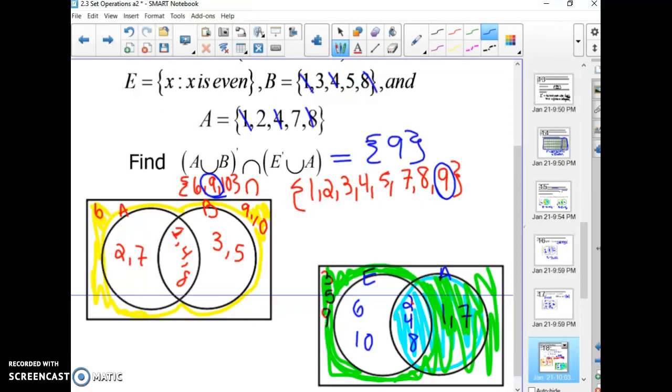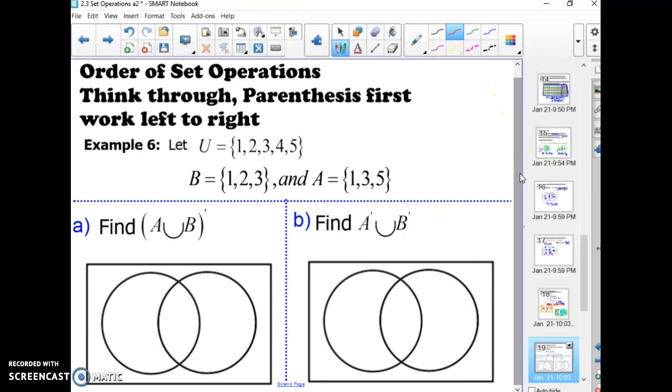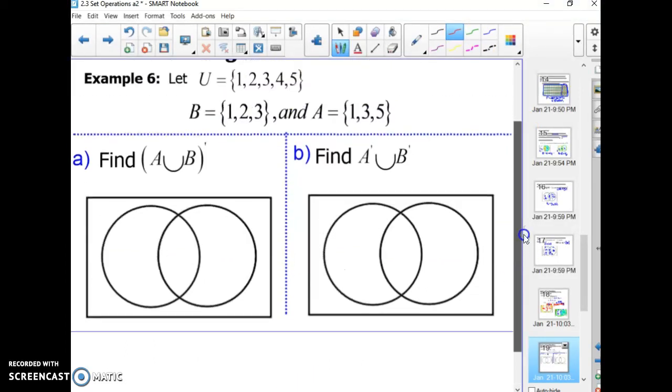Alright guys, we're going to go over and do our next example. On this one, same situation, right? I have the universal set, A union B complement, and then I find A complement union B complement. The universal set is 1, 2, 3, 4, 5, and then B is 1, 2, 3, and A is 1, 2, 3. On this one, I'm just going to scroll down and give myself some space.